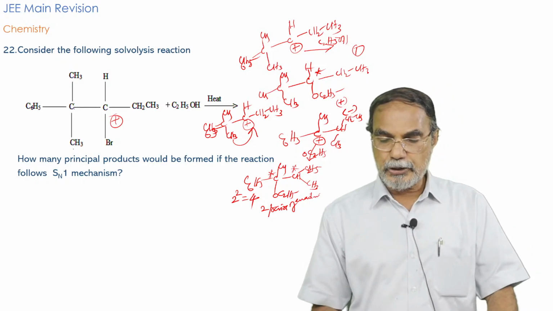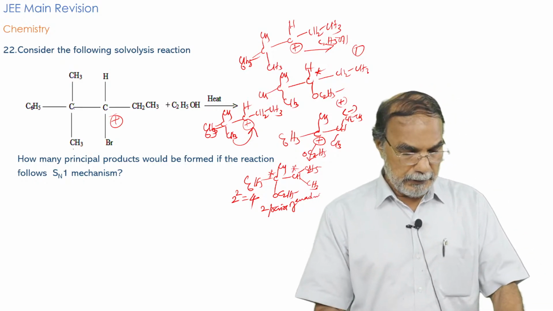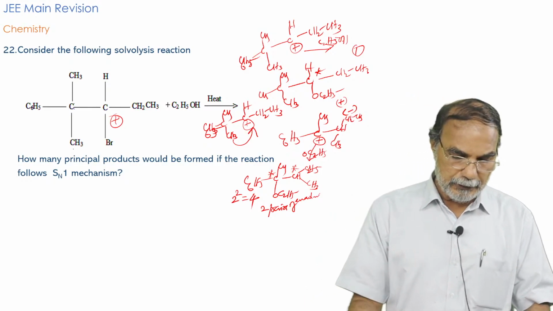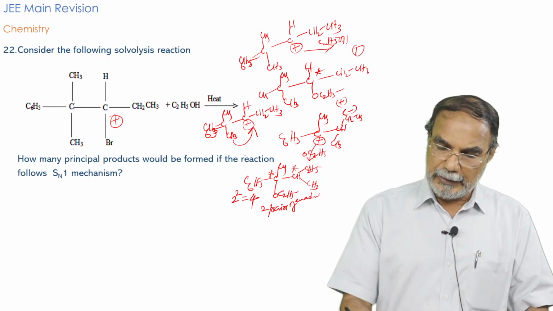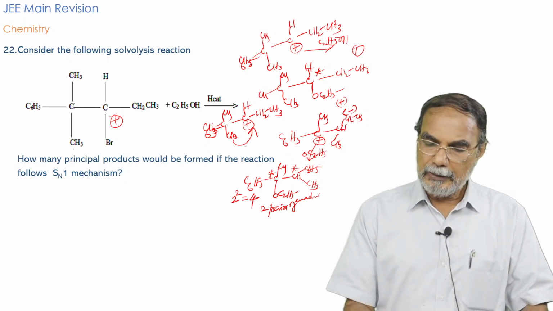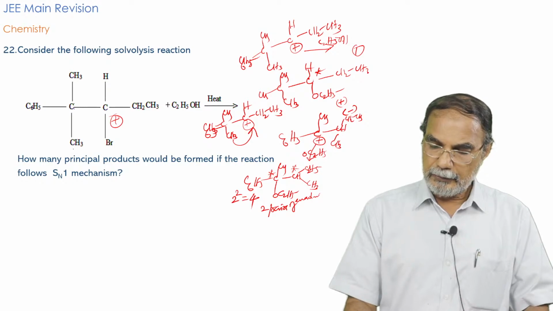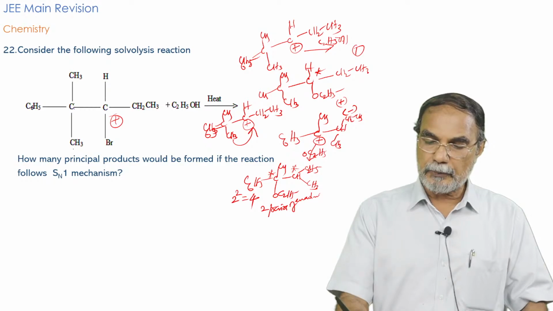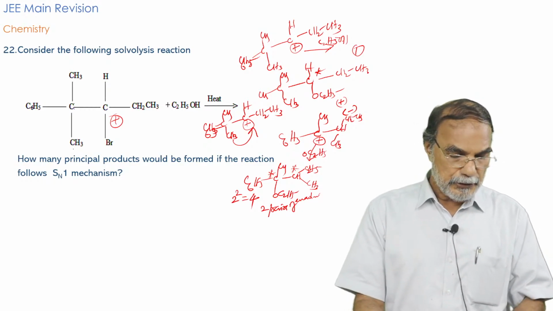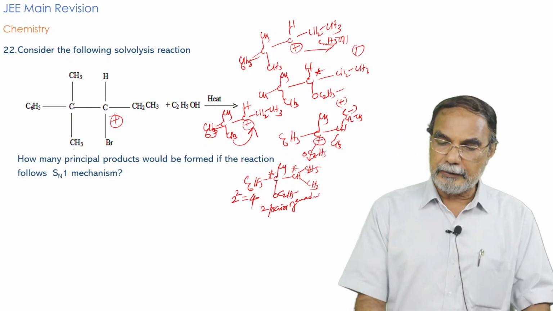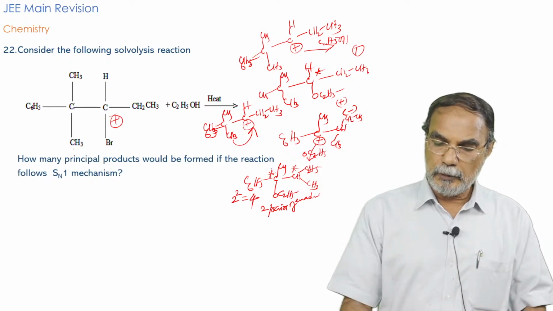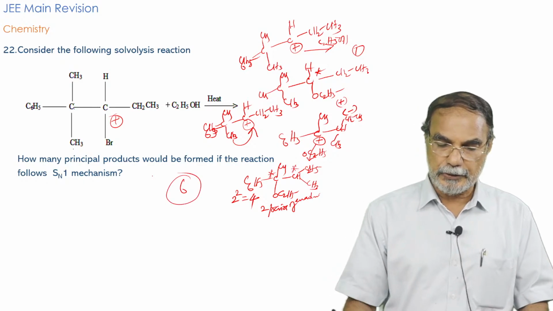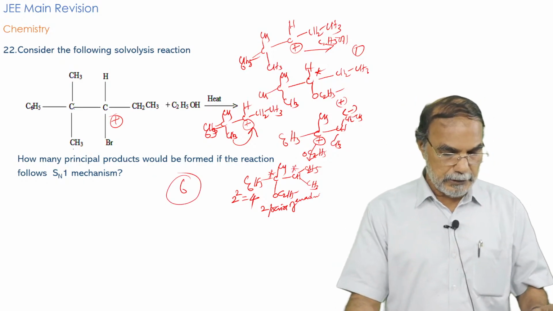So when this carbocation gives a rearranged carbocation, remember that you are getting 2 pairs of enantiomers, and from the other carbocation, which directly gives that product, you get only one compound. So altogether you will get 4 plus 1 plus 1, that means you will be getting 6 products in this reaction.